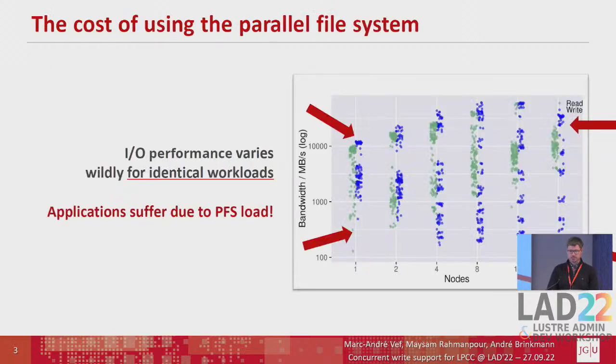So if we look at the cost of using the parallel file system, this is something that we have seen at the Barcelona Supercomputing Center. This is in this case not a Lustre but a GPFS, but we've also seen this in Mainz where we have a Lustre. Basically, if we run the same workload over a week at different points in time, we have different performance that the user sees, and it can be orders of magnitude difference. So we have a huge variety in I/O performance, and of course the applications suffer from the PFS load. They don't really know what performance they're going to get and how much time they should allocate for their job.